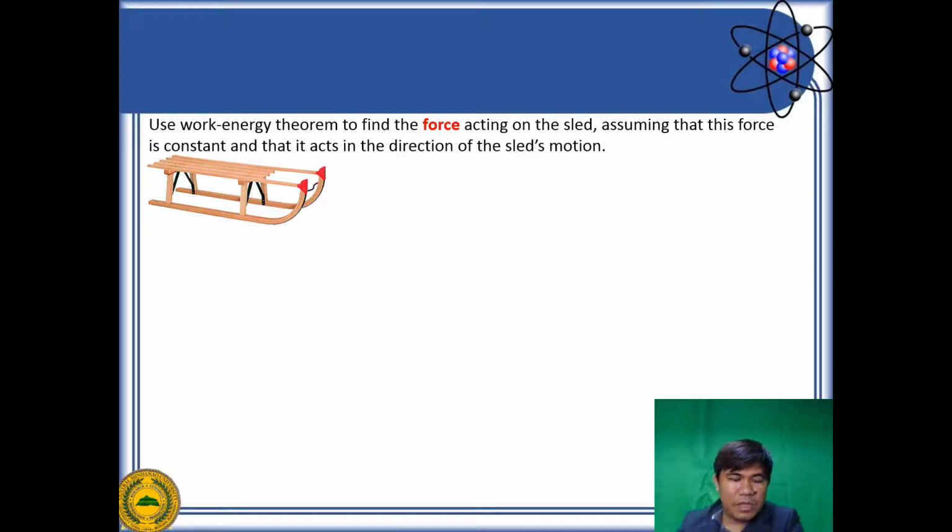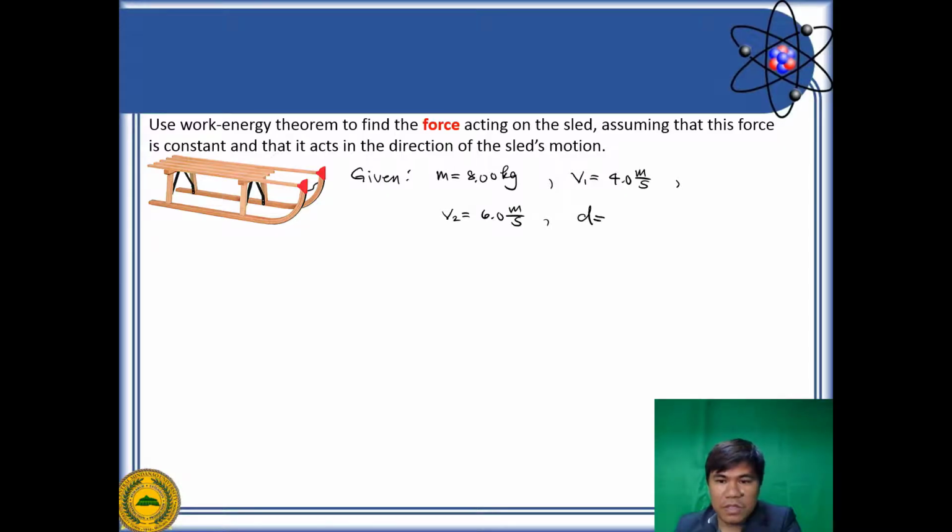Okay, let's begin by recalling the given in the problem. At first, we are given the mass of the sled, which is 8 kilograms, and we are also given the initial speed, which is equal to 4 meters per second. Then we are also given the final speed, which is equal to 6 meters per second, and the distance is equal to 2.50 meters.